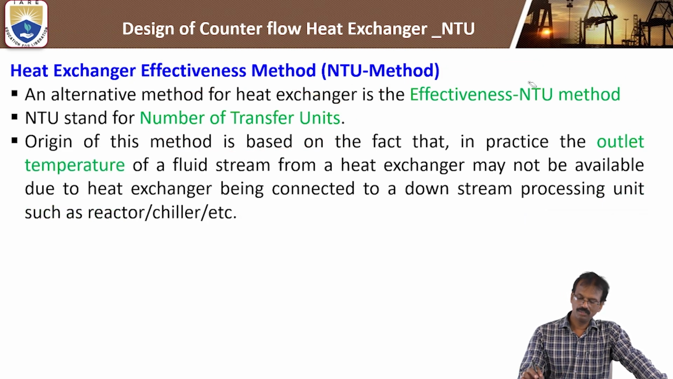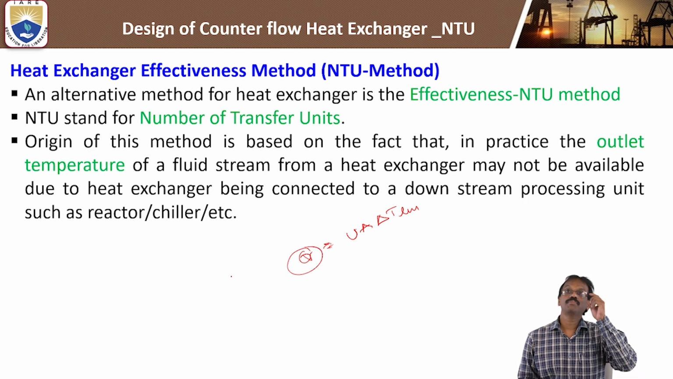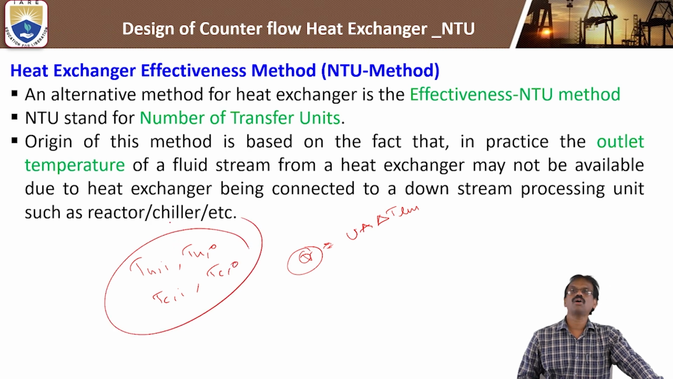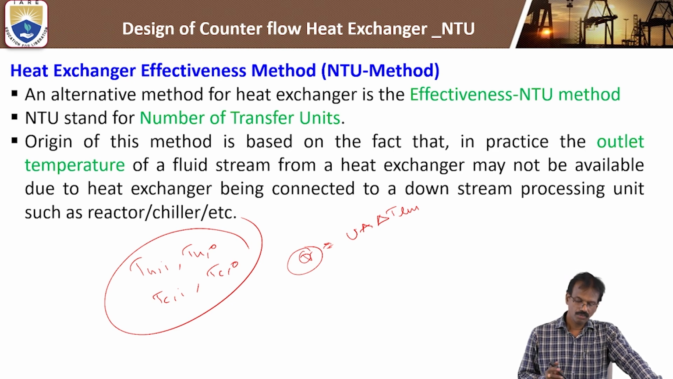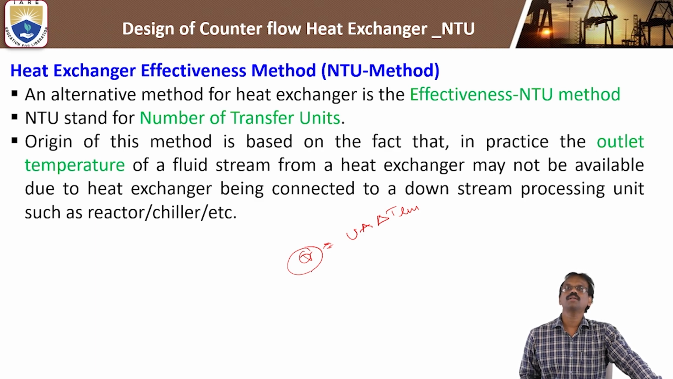We already have one method, the LMTD method, for the design of heat exchangers or to find the rate of heat transfer in heat exchangers, Q = U A delta T LM. But for finding the rate of heat transfer through the LMTD method, we require four temperatures: hot fluid inlet, hot fluid outlet, cold fluid inlet, cold fluid outlet. So, we require the outlet and inlet temperatures of the two fluids, one hot fluid and another cold fluid. Without these four temperatures, we can't find the rate of heat transfer through the LMTD method.